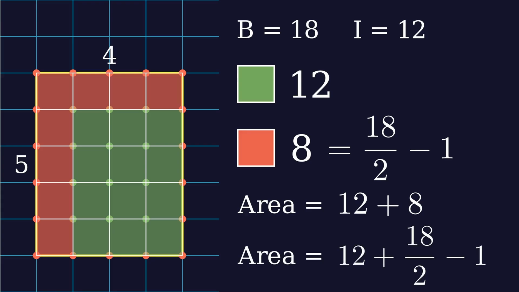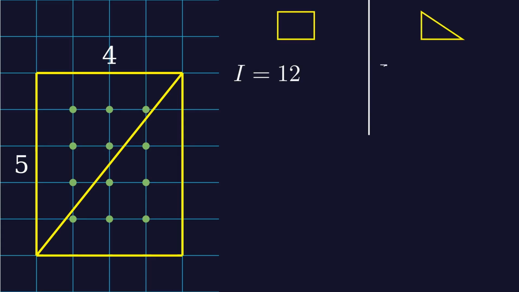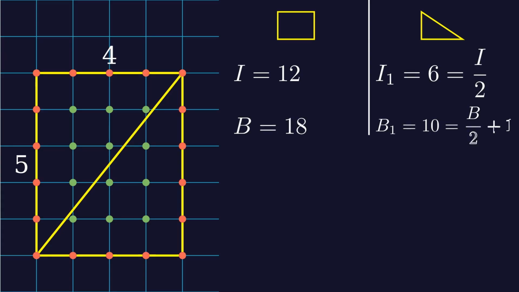Now let's prove that this formula works for every polygon. Let's split our rectangle into 2 triangles with the same area. The rectangle has 12 interior points. Each triangle has half of that. The rectangle has 18 boundary points. Each triangle has 10, so that is a half of the rectangle's boundary points plus 1 because they share 2 boundary points. The area of the rectangle is equal to b over 2 plus I minus 1.